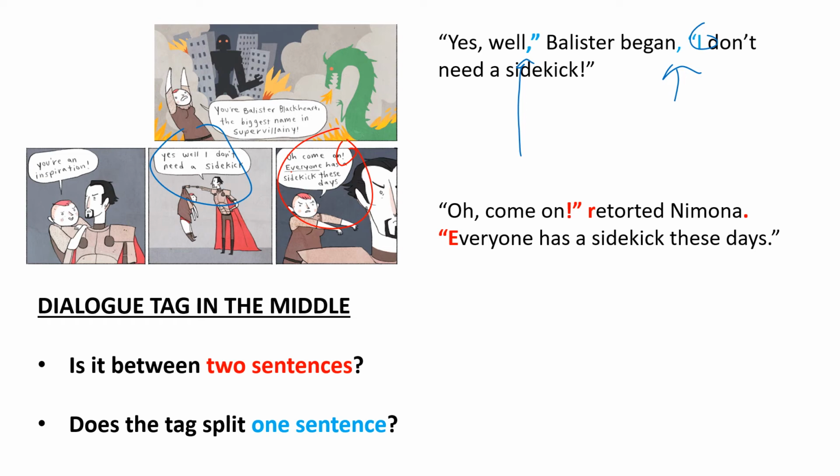"Oh, come on!" retorted Nimona. We have the exclamation point because we need it to read. We always have the dialogue tag lowercase, and we have a period after Nimona because "oh, come on" was a complete sentence. Then we have a capital letter to start the second part of the quote because it's a new sentence the speaker is saying.